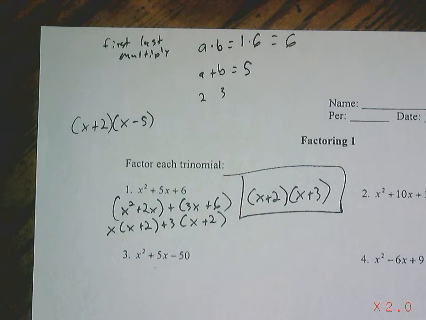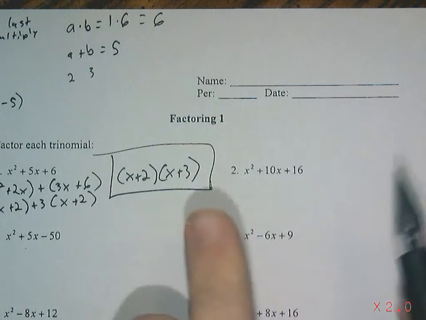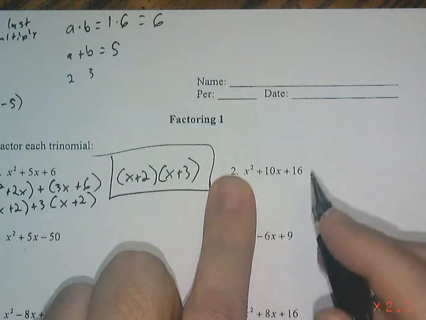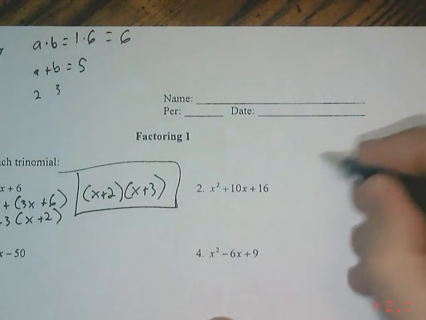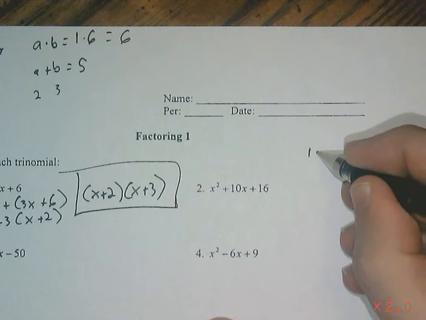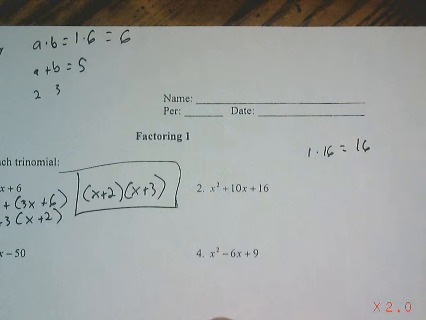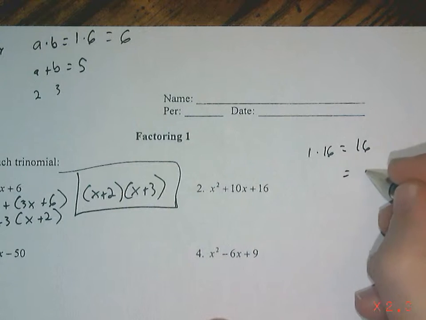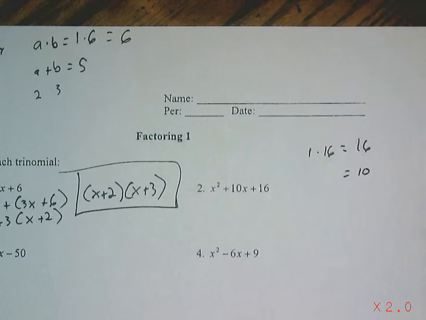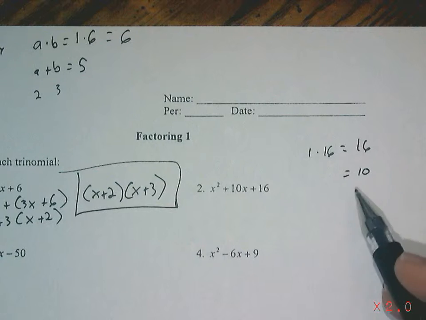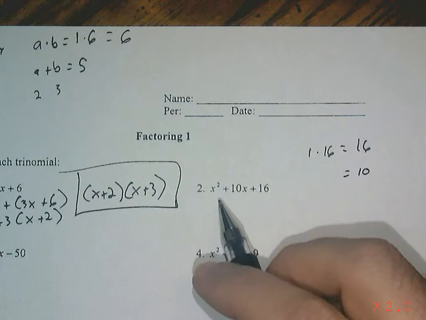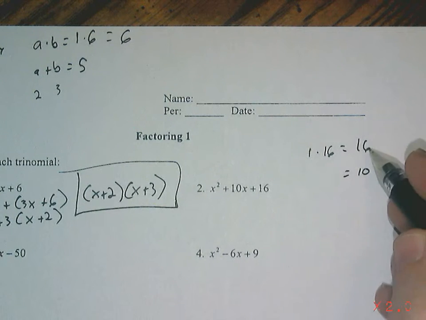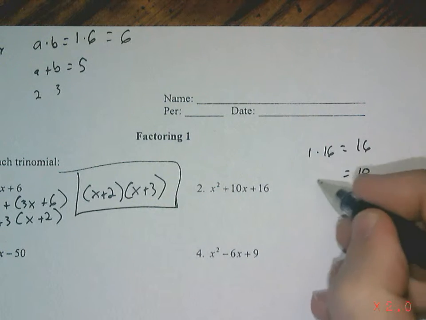Okay, let's try that again. So again, I need two numbers that multiply to the coefficient of the first and last term. In this case, it would be 1 times 16, which is just 16. And then they also need to add together to equal 10. So 1 plus 16 is 17, so that doesn't equal 10. Let's see, 8 times 2 would equal 16. That would equal 10, so that works.